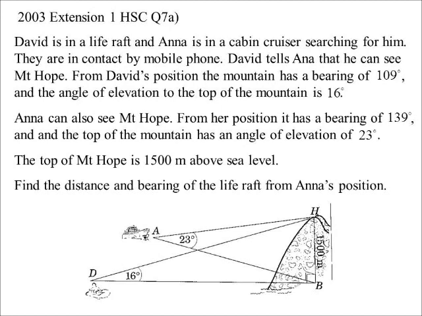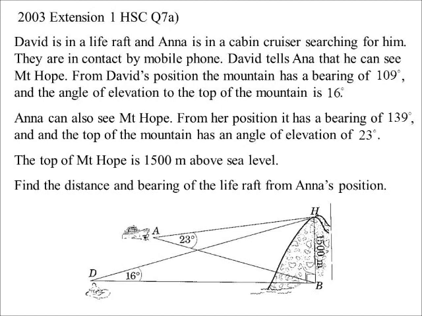That was lucky. And so David, whilst he's in this little life raft, he just happens to have a clinometer and can go, oh, by the way, I can see Mount Hope, and I can tell its angle of elevation is 16 degrees, and oh, I've got a compass as well. Oh, I know its bearing is 109. Amazing, he's got all that stuff, but he can't find Anna. Anyway, so now Anna goes, well, that's a stroke of luck. I can see Mount Hope as well. And I also happen to have a clinometer and a compass, and she works out her bearing and angle of elevation. And they happen to know that Mount Hope is 1,500 metres above sea level.